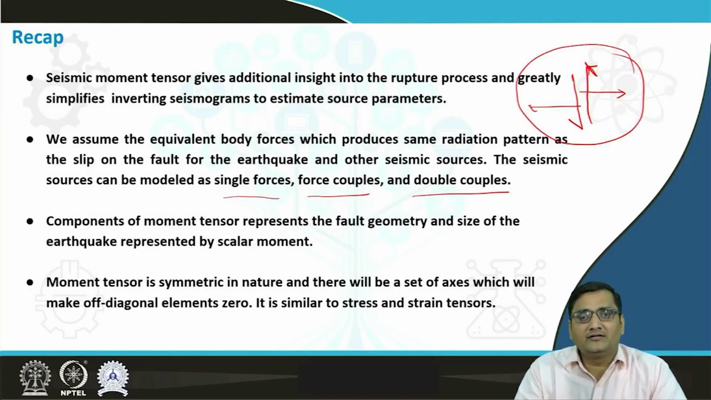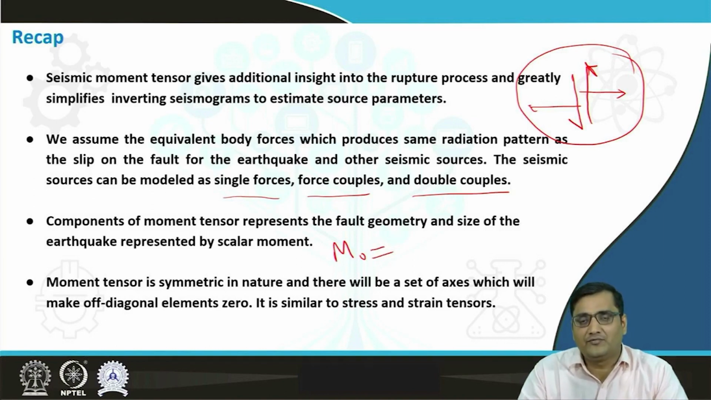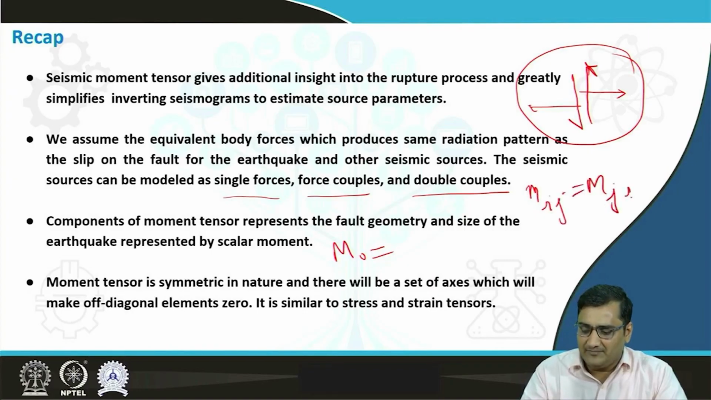We saw that the components of the moment tensor represent the fault geometry, and the size of the earthquake is represented by the scalar moment, that is M naught, which is equal to the product of the shear modulus, the slip of the fault and the area of the fault. Moment tensors, similar to stress and strain, are symmetric in nature. That means Mij will be equal to Mji, which basically represents the set of axes for which the off diagonal elements are 0, similar to the stress and strain tensor.